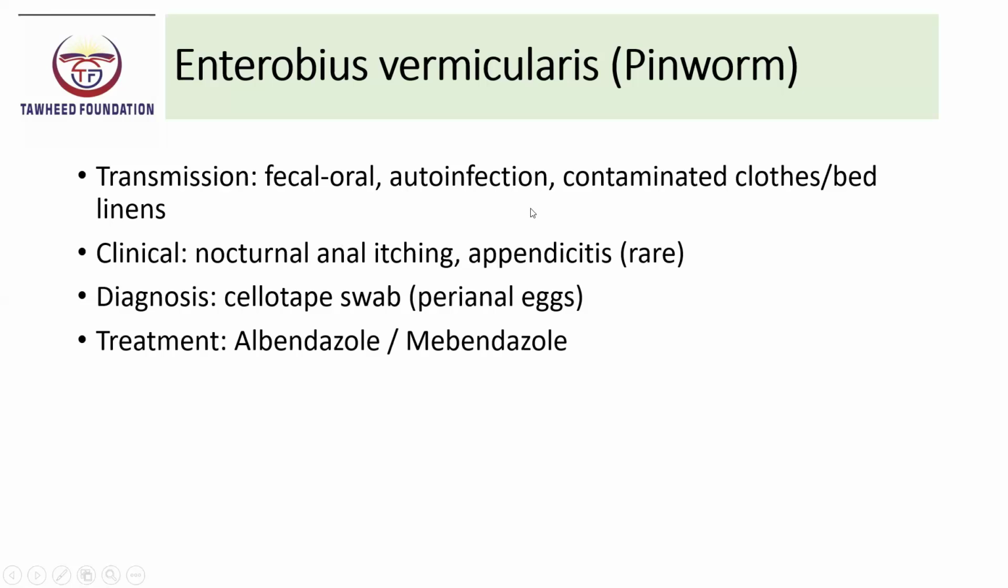Mode of infection: direct infection from a patient through the fecal route. Auto-infection: the eggs are infective as soon as they are passed by the female worm. If the patient's hand gets contaminated with these eggs, he or she will be infected again and again in auto-infection. Contaminated clothes, bed linens, etc., are also a means of transmission of this pinworm.